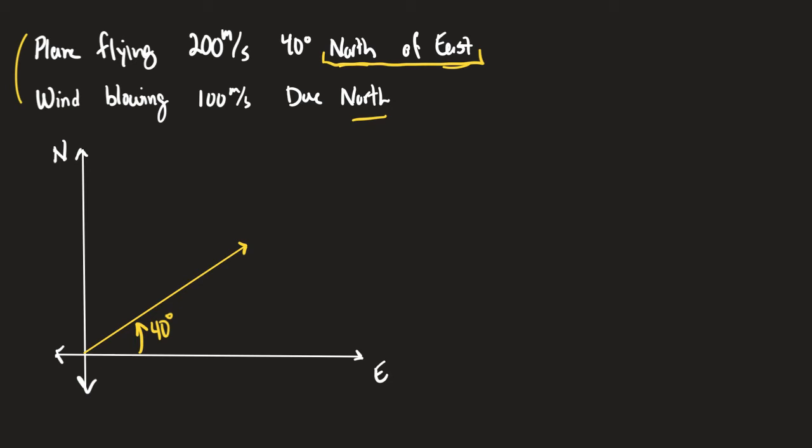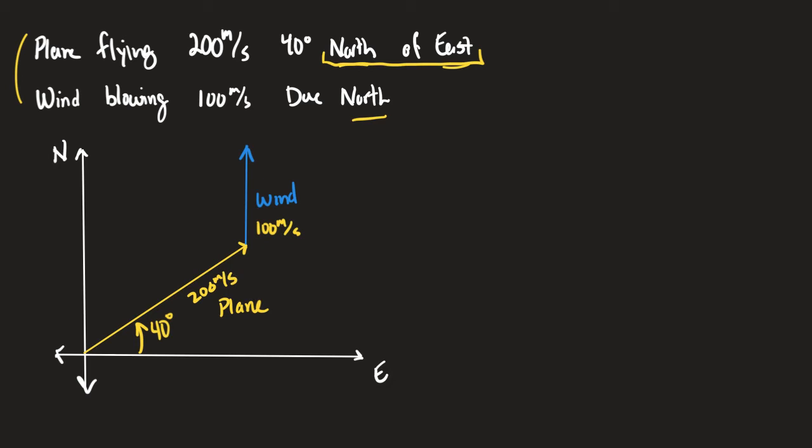Now the next one is easy. I did that on purpose. It's 100 meters per second due north, so I'm going to draw another arrow. Due north, and I'm going to do my best to make that arrow's length half the length of the plane. Now the wind is 100 meters per second and the plane is 200 meters per second.